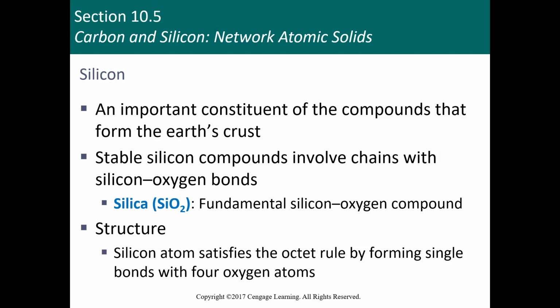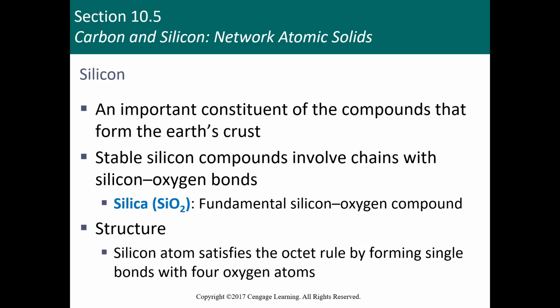Silicon. An important constituent of the compounds that form the Earth's crust. Many of the compounds that form the Earth's crust are silicates. Actually, a lot of them are also carbonates. We didn't really mention those, but that's okay. It's carbon with oxygens. Stable silicon compounds involve chains with silicon-oxygen bonds. For example, silica is SiO2.